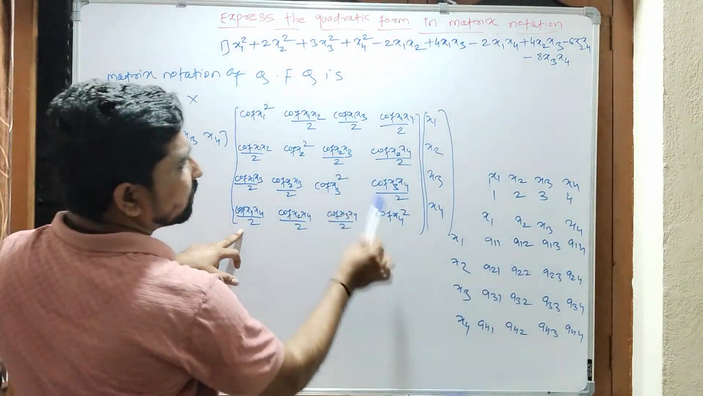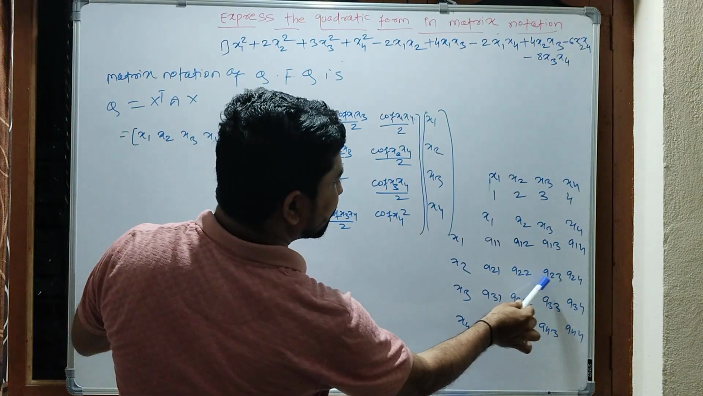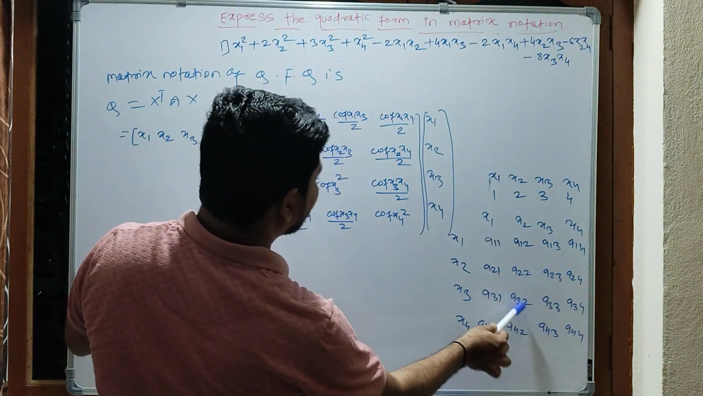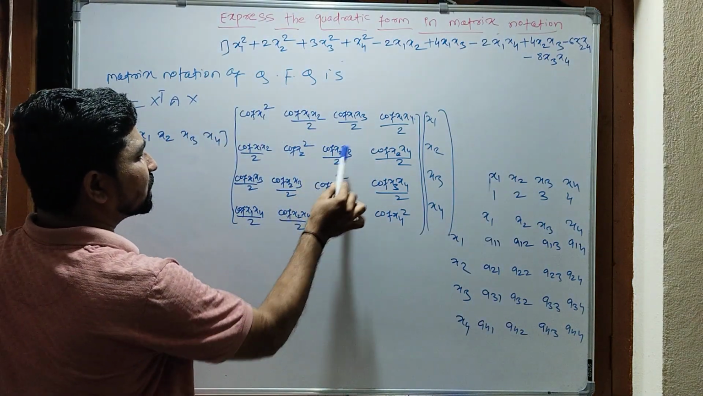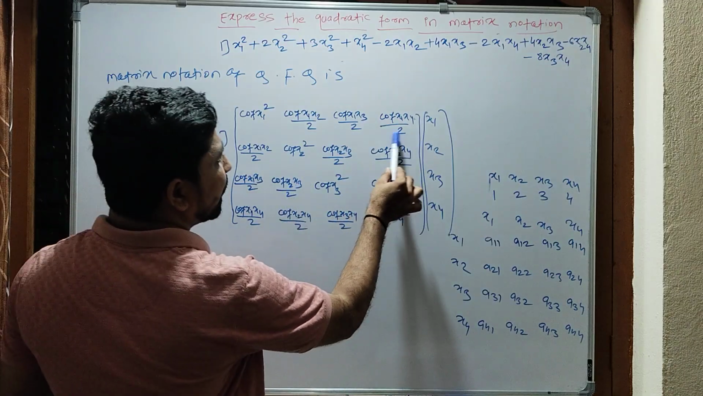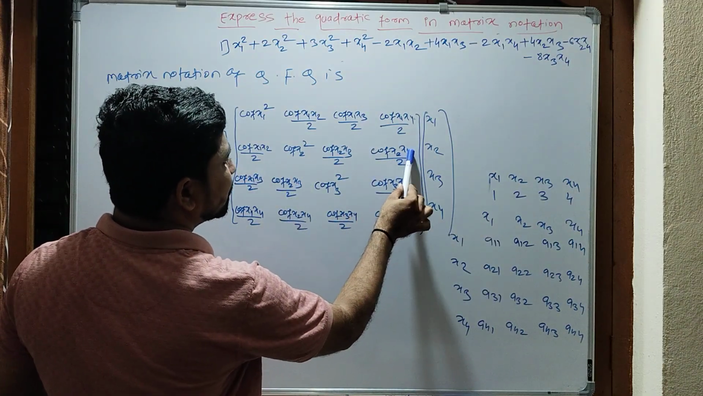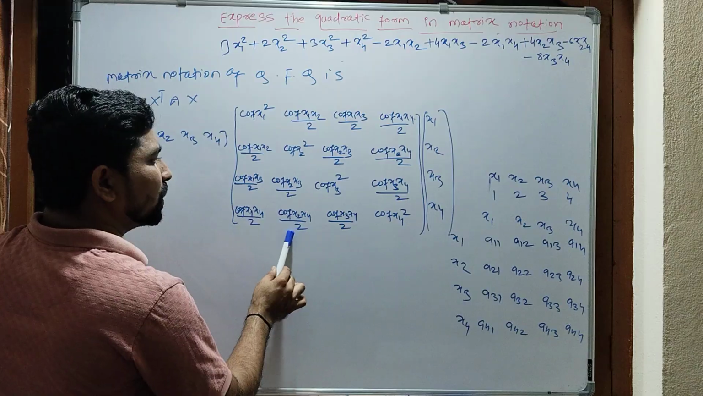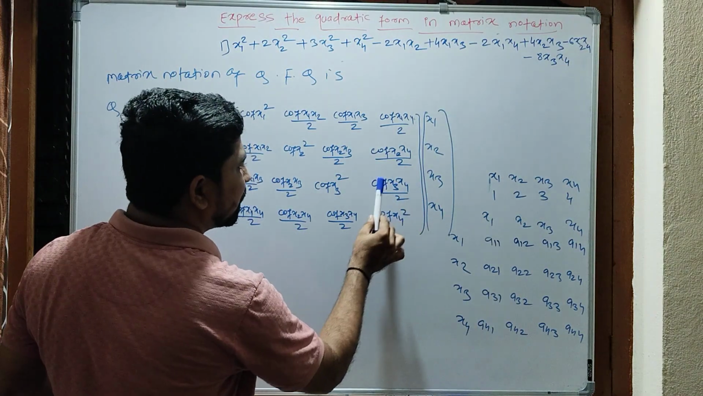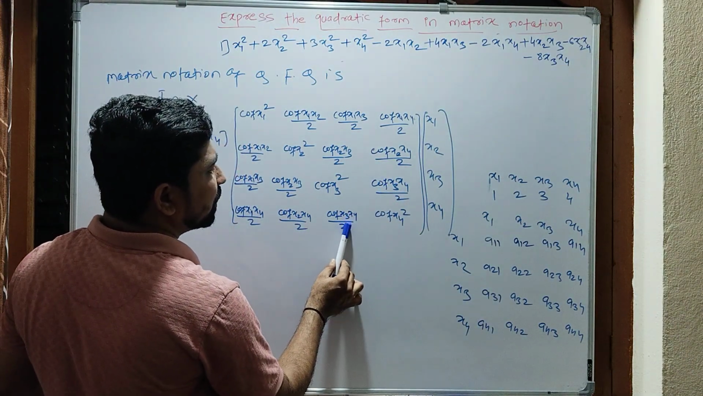Now here this is my a23 position. This a23 position is the same as a32, the cross positions. a23 is the same as this. This is my a24 position. This is the same as the a42 position. So this is my a34 position. This is the same as a43.